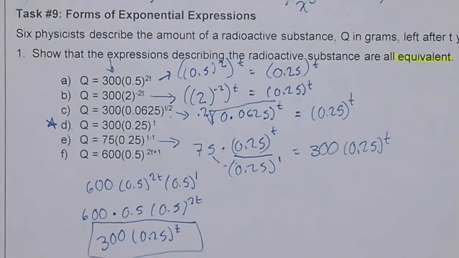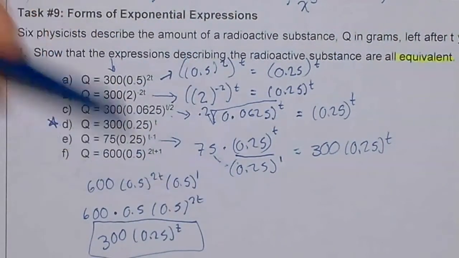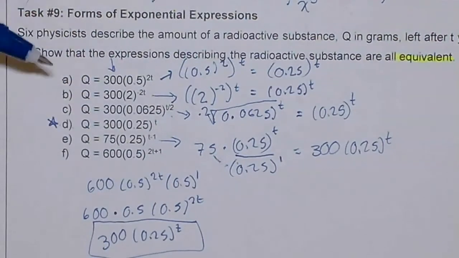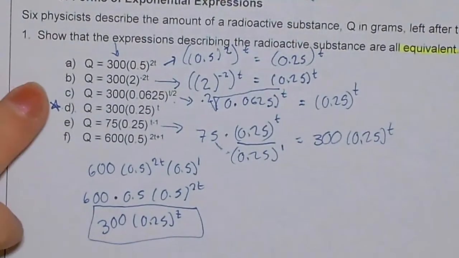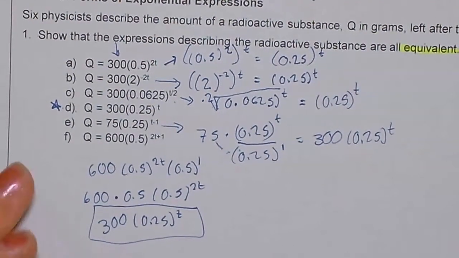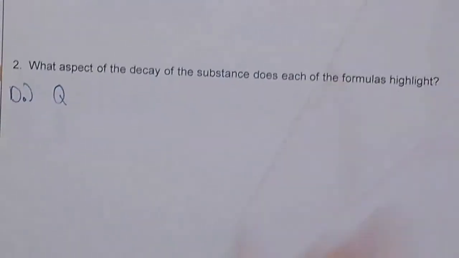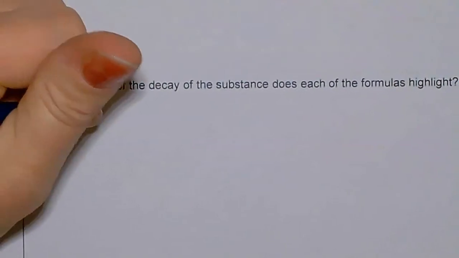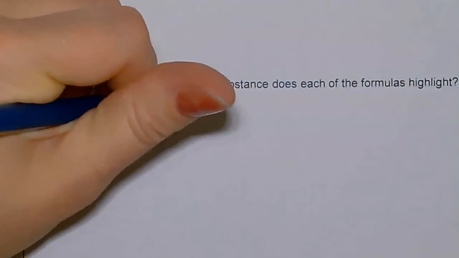Okay, so what does this mean? Because it's all well and good to be able to rewrite these so we know they're equivalent, but what would be the purpose of writing them the way that they're written? So let's talk about D first, because that's the one that looks, I think, the most familiar probably. I'm actually going to now be responding to question 2. Which aspect of the substance does each of the formulas highlight? So let's talk about D, which is Q equals 300 times 0.25 to the t power.